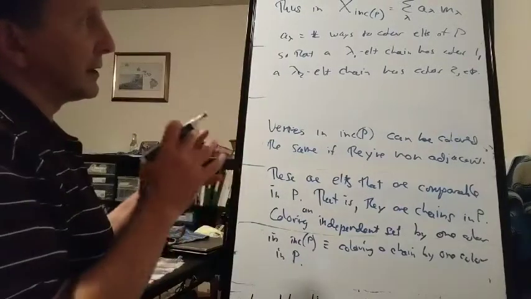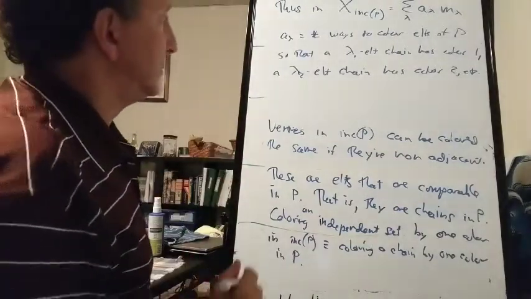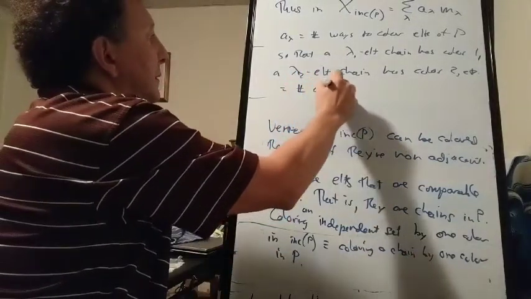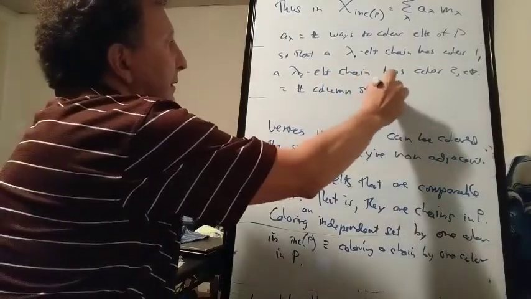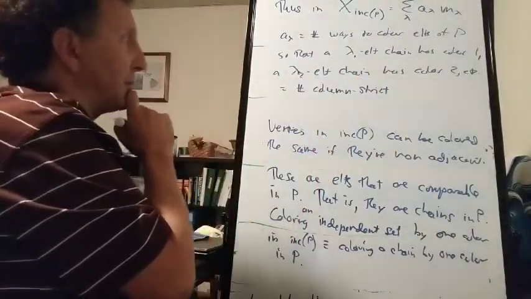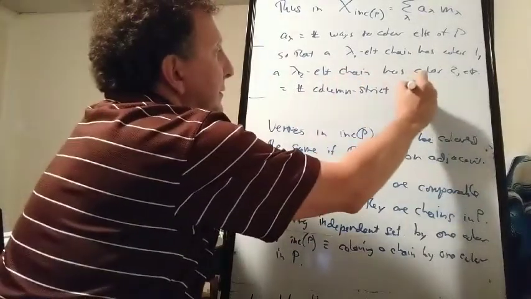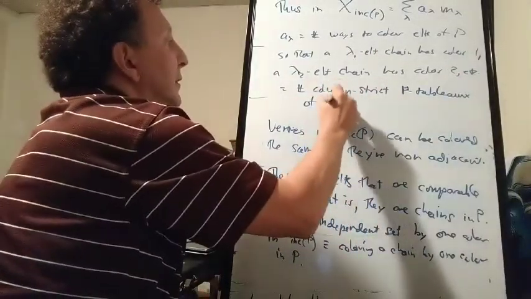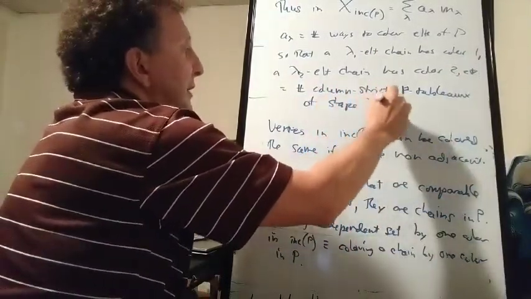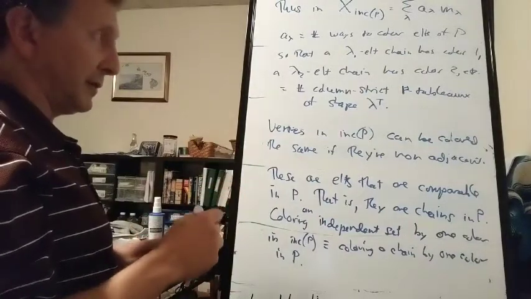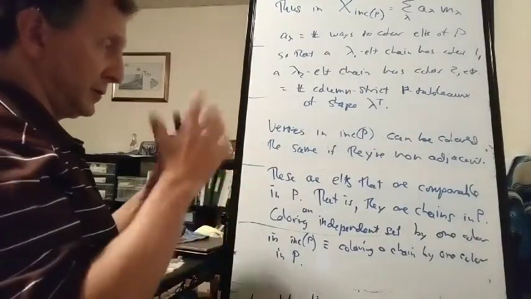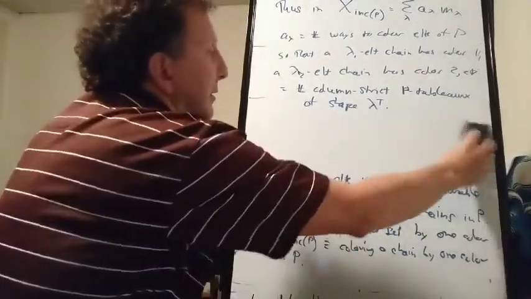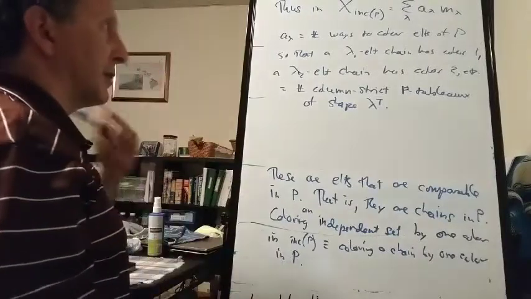So that's sort of like making a column strict P tableau. In fact, it's exactly the number of column strict P tableaux of shape lambda transpose, because there'll be lambda 1 elements in column 1 corresponding to one color, and lambda 2 elements in column 2 getting another color.